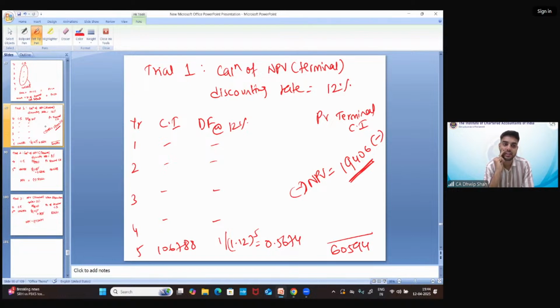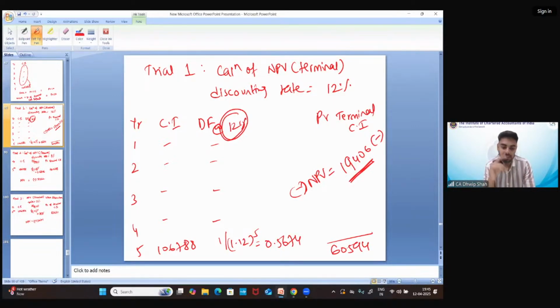But IRR says that your NPV has to be zero. Correct? We learned this in IRR. IRR is that point where NPV is zero. So again, MIRR is also that point where NPV is zero. So to bring this NPV to zero, can I say I have to increase this by 19,406? To increase the present value, I have to lower my discounting rate, because the lower the discounting rate, the higher would be the present value. So our next trial has to be something less than 12%.